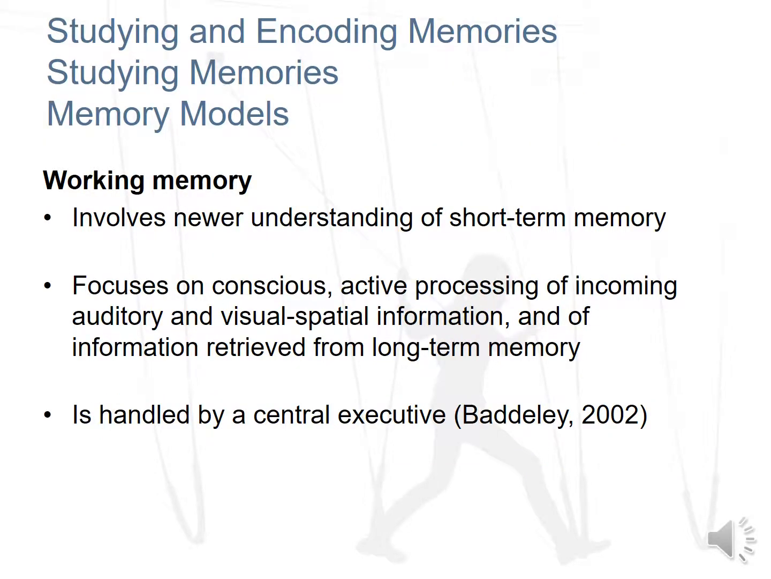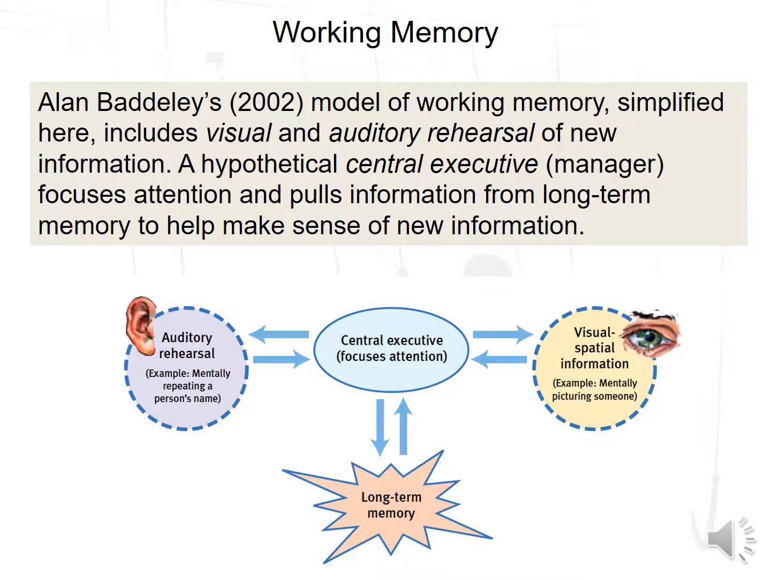Working memory involves newer understandings of short-term memory. It focuses on the conscious, active processing of incoming auditory and visual-spatial information and of information retrieved from long-term memory and is handled by a central executive. This is the working memory model of Alan Baddeley. It includes a visual and auditory rehearsal of new information, and the hypothetical central executive or manager focuses attention and pulls information from long-term memory to help make sense of new information.